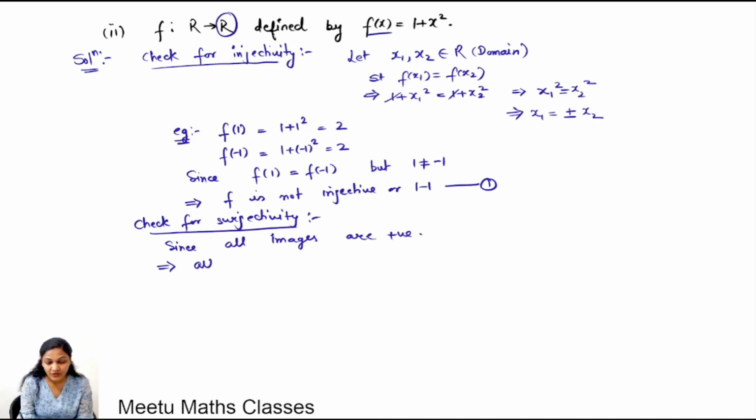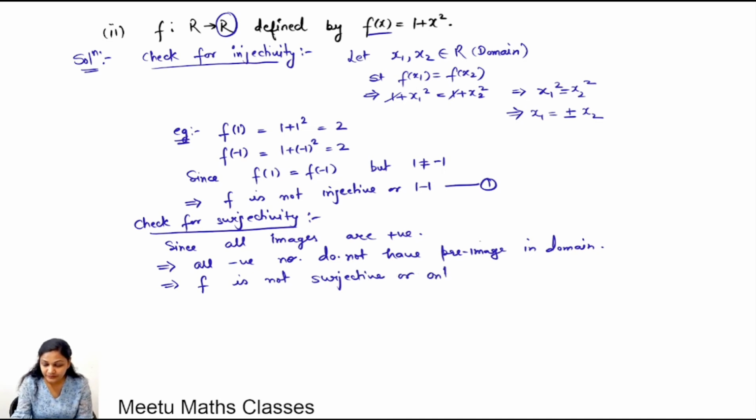That implies all negative numbers do not have any pre-image in the domain. So your function f is not surjective, or onto. And since your function is not injective and not surjective, 1 and 2 imply that f is not bijective.